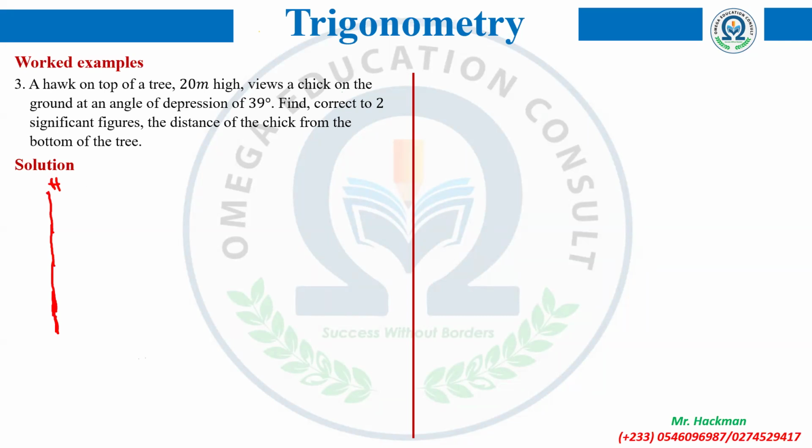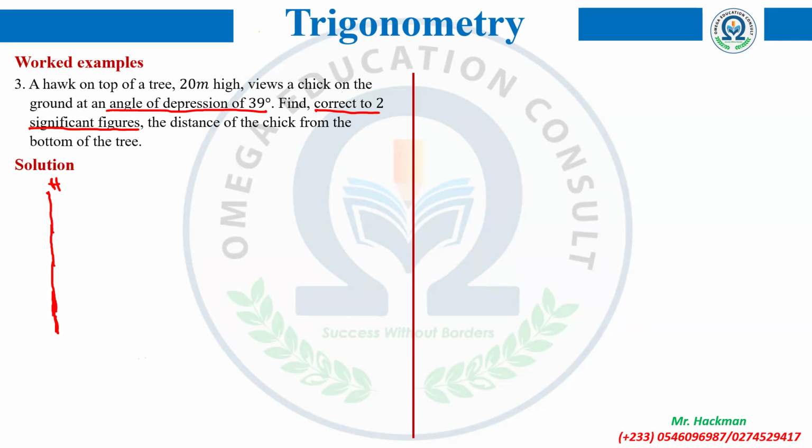So let me continue. On top of a tree, 20 meters high, views a chick on the ground at an angle of depression. So I'm talking of what? An angle of depression. So it means I have to look down, obviously. Find correct to two significant figures. So there is a required approximation, so I have to equally underline that. With this one, you cannot avoid the use of a calculator because you need to approximate the distance of the chick from the bottom of the tree.